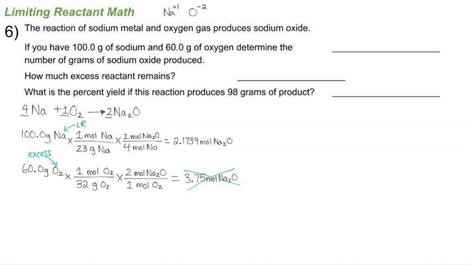Okay, so now it is asking for the number of grams of sodium oxide produced, not the number of moles, so we cannot leave this value at moles. We're going to have to do another step to convert our moles of sodium oxide to grams. So for mole to gram, 1 mole of sodium oxide, we can add up the molar mass. So 23 times 2 plus 16 gives us a molar mass of about 62 grams per mole.